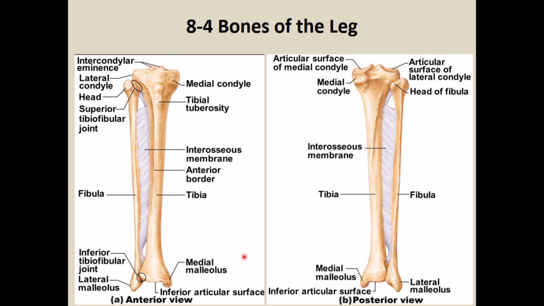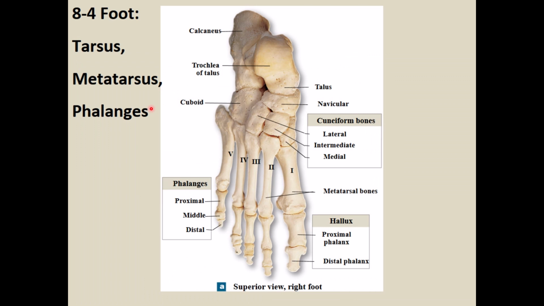Oh, by the way, these two bones are connected with each other by the interosseous membrane, which is a dense regular connective tissue. Then there is the foot. You can see there are three different parts there. This area, the ankle area, is called the tarsal bones. These are the metatarsal bones, and these are the phalanges. There are 7 tarsal bones, not 8, 7. And you have 5 metatarsals and 14 phalanges.